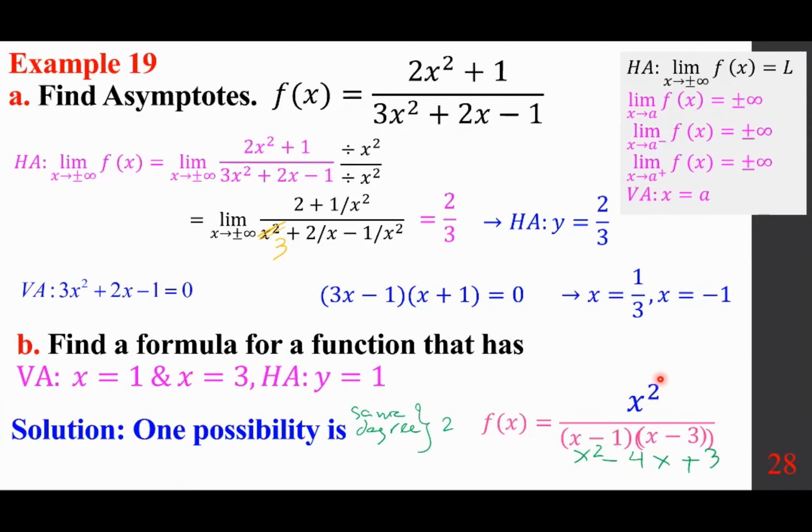Now, it could be x squared plus something else. Maybe it's x squared plus 7, or x squared plus 3x minus 18. So this is one possibility. There are infinitely many answers. This is one possible solution.